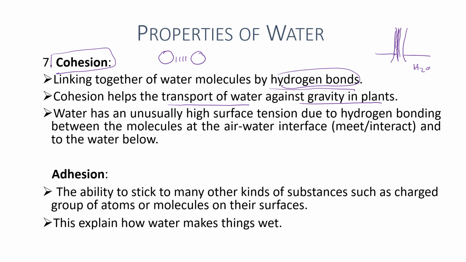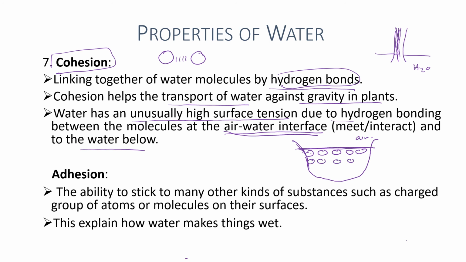So water also has an unusually high surface tension due to hydrogen bonding between water molecules at the air-water interface and the water below. For example, we have water in a lake, or for example water in a glass, and then you have water molecules at the air-water interface. So this is the air-water interface, outside is air, and then below there are also water molecules.